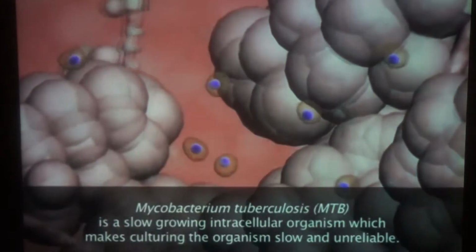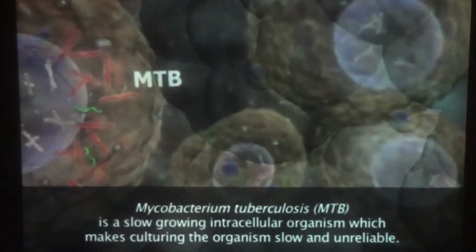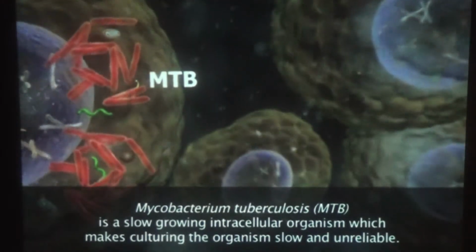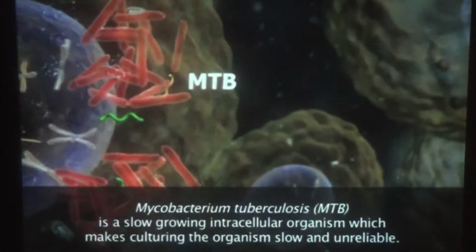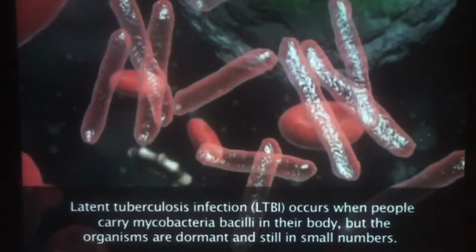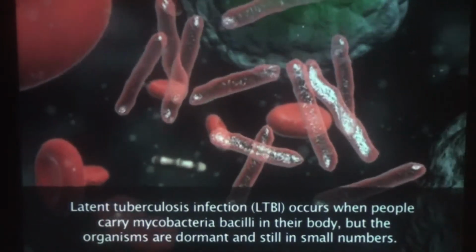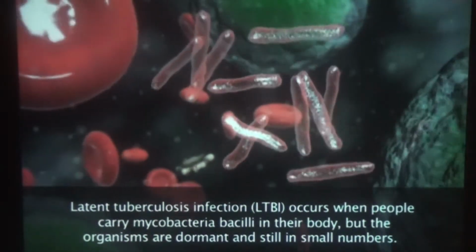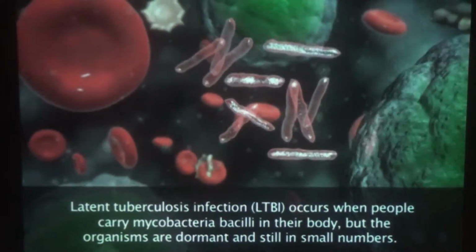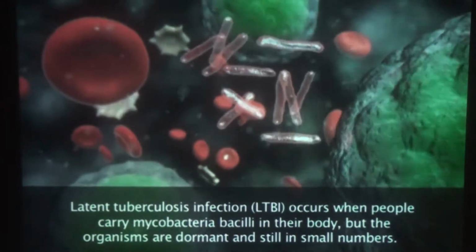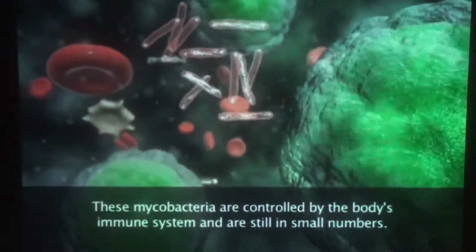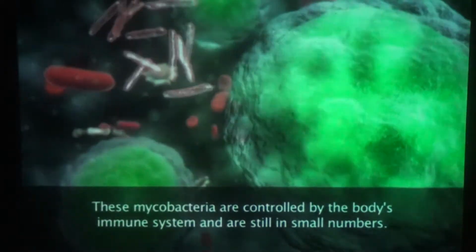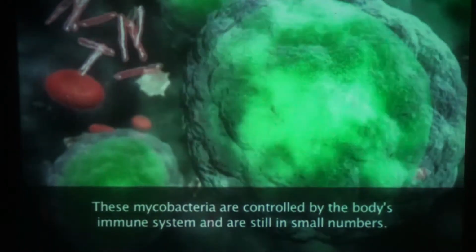Mycobacterium tuberculosis, MTB, is a slow-growing intracellular organism, which makes culturing the organism slow and unreliable. Latent tuberculosis infection, LTBI, occurs when people carry Mycobacterium bacilli in their body, but the organisms are dormant and still in small numbers. These mycobacteria are controlled by the body's immune system.